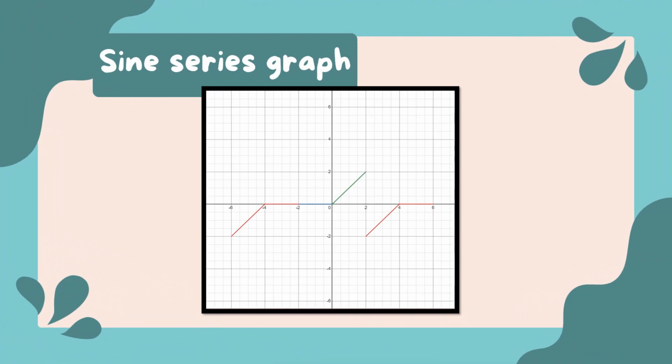Next, we have the sine series graph. As we can see, the reflection, which is the red line, is a bit different from the cosine series graph.